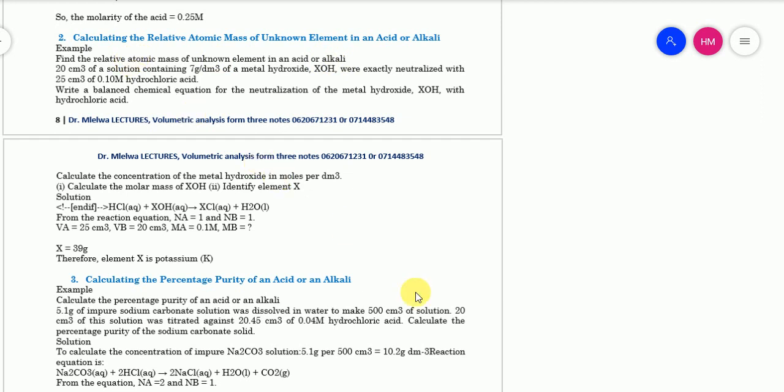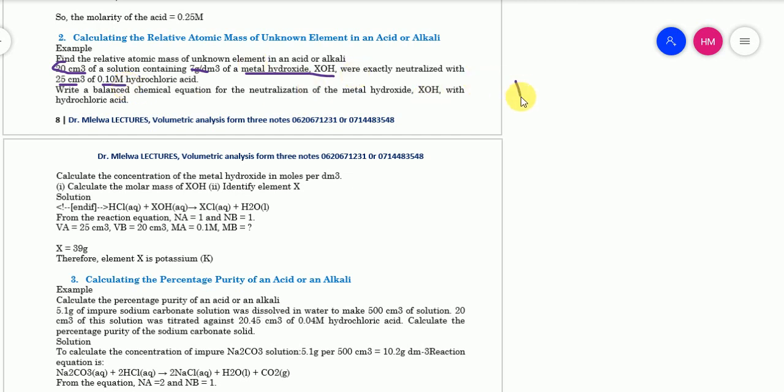For example, in this question, we are given 20 cm³ of solution containing 7 g per dm³ of a metal hydroxide, XOH, and we don't know this metal hydroxide, whether it is potassium or sodium hydroxide. It is exactly neutralized with 25 cm³ of 0.1 M hydrochloric acid. You see, so already here we have the volume of a base.